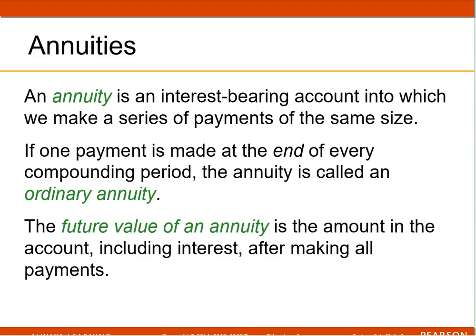Okay, so anyway, an annuity is an interest-bearing account into which we make a series of payments of the same size. So it's kind of like a retirement account. And if one payment is made at the end of every compounding period, and again, they're going to have to tell you how it's going to be compounded. And now you're probably thinking, but April, you told us if we saw the word compound, it meant compound interest. I did, but they were also referring to interest.